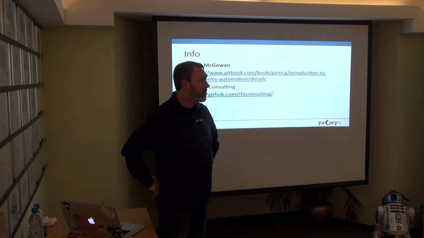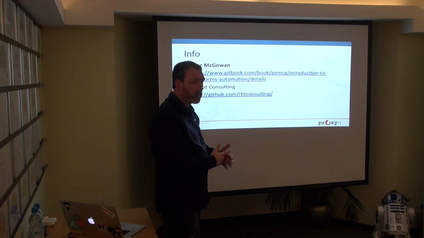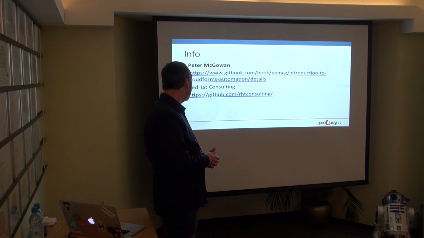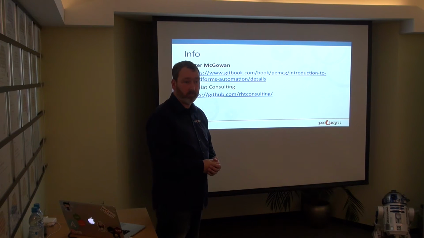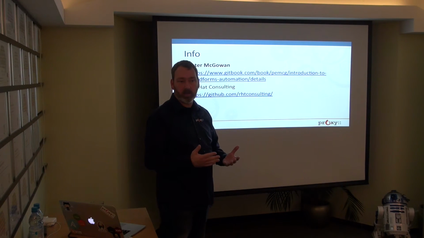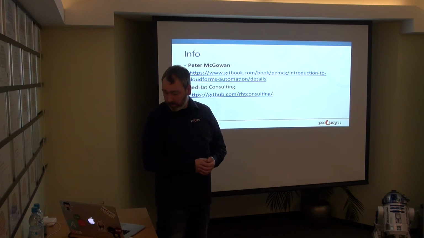Some of the information I use is from Peter McGowan. I hope I pronounced that alright. He has written a Git book, Introduction to CloudForms Automation. It's a very useful book. When you start reading it, you can see what possibilities you have within automation and in which order you write the automation.